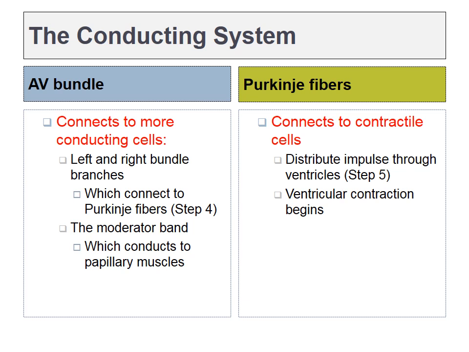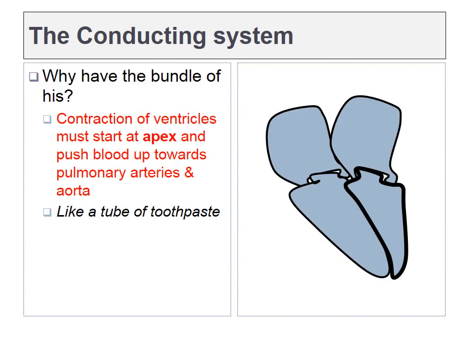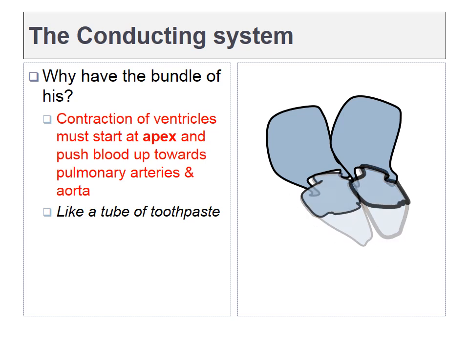It's important for that contraction to start at the apex and spread back upwards because the two exits, the aorta and the pulmonary arteries, are there at the top of the heart or the superior portion. Therefore, we start squeezing at the bottom up towards the top, forcing blood out those two exit points. The same way that we should squeeze toothpaste out of a tube, from the bottom towards the exit.